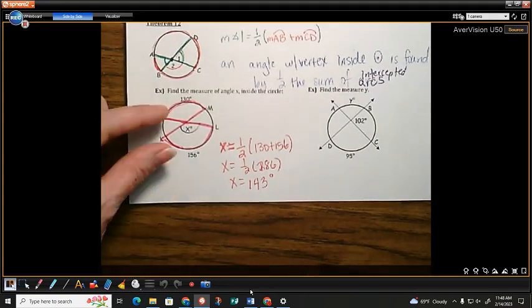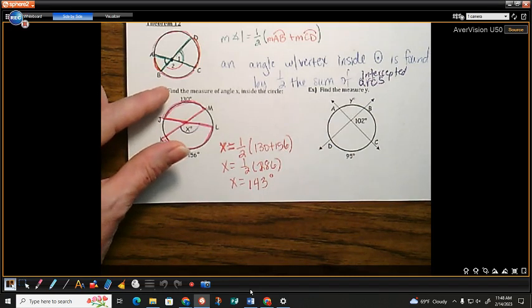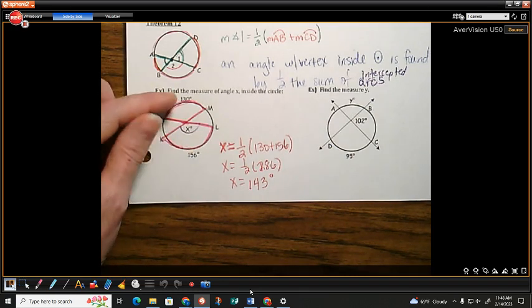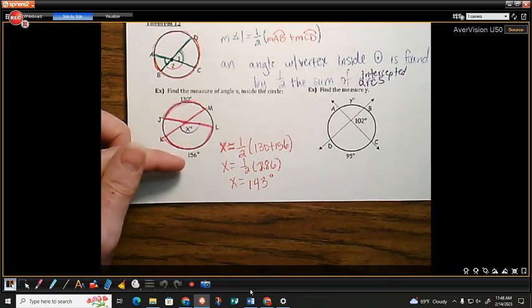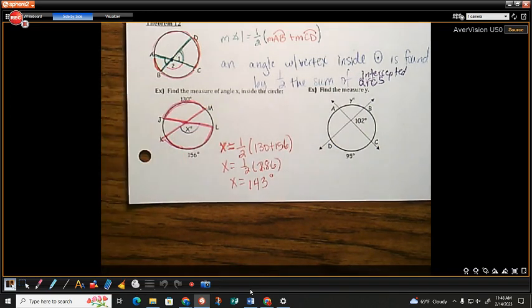Notice, 143 is between these two numbers. One arc is too big, the other arc is too small, but when you average them, it's just right. You get to be Goldilocks.